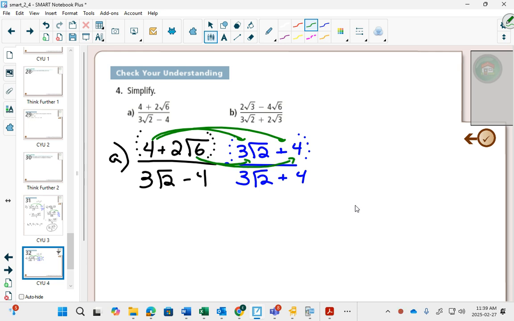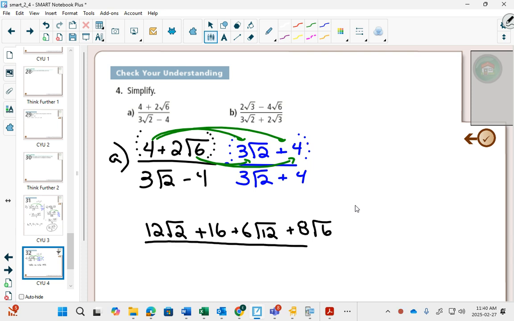Tons of mental math about to happen. Tons of opportunity to make those small mistakes. So take your time. Be careful. We're going to multiply out the top. So 4 times 3 root 2, 12 root 2. 4 times 4 plus 16. Oh, that did not work. See, you have to be careful. Now the inside. 2 times 3 will be plus 6, and root 6 times root 2 is root 12. And then 2 times 4 is plus 8, root 6.